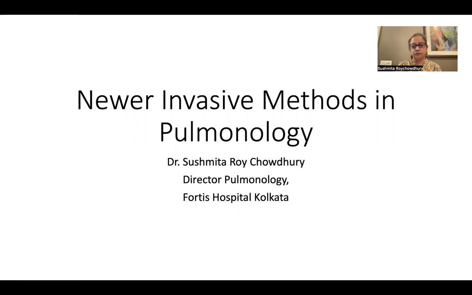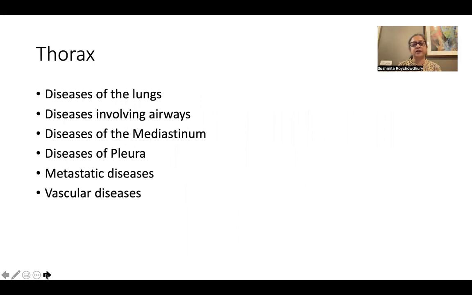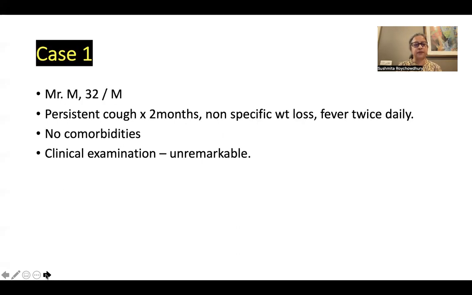And we all know that thoracic diseases can be divided into diseases of the lungs, those involving the airways, the mediastinum, the pleura, metastatic diseases, and vascular diseases. And most of the invasive methods have been built or innovated over years around these. So let's take them case by case.